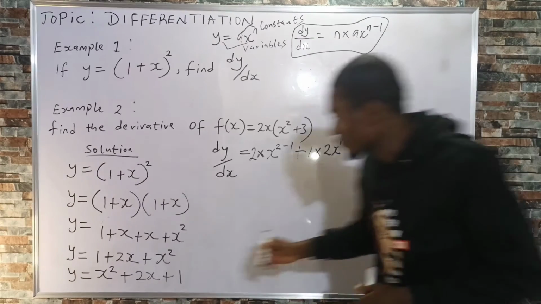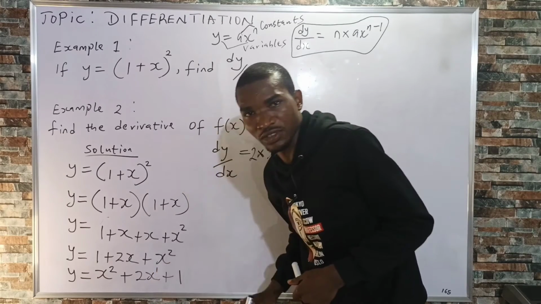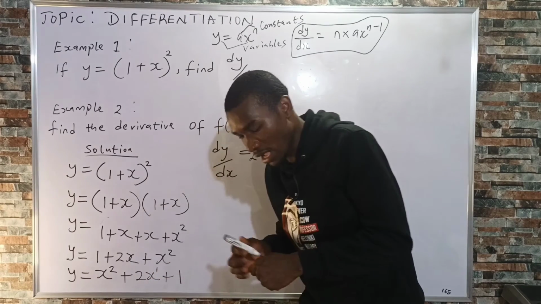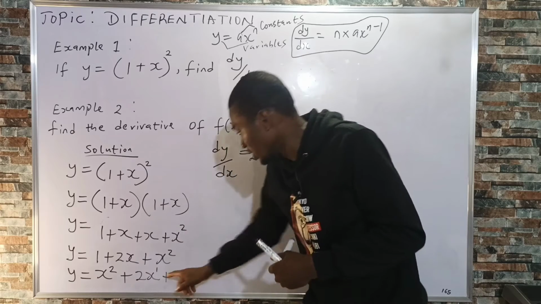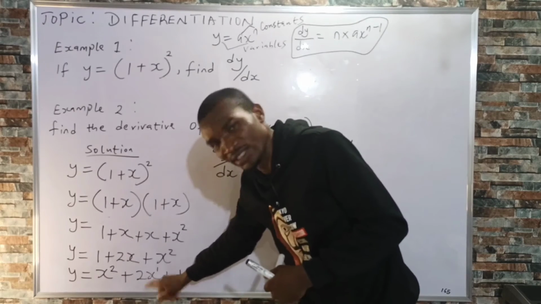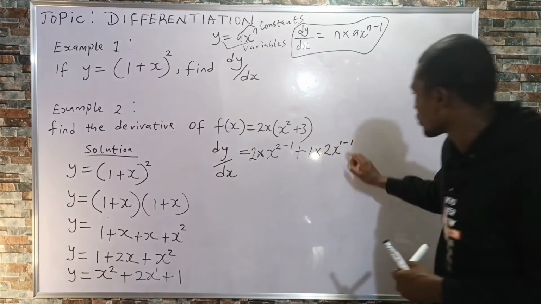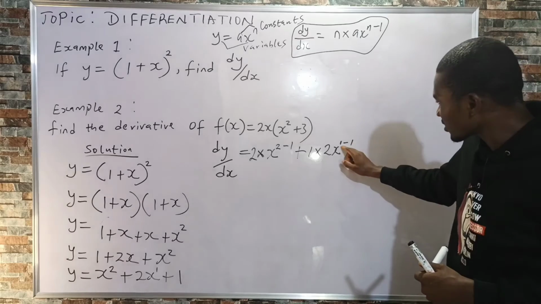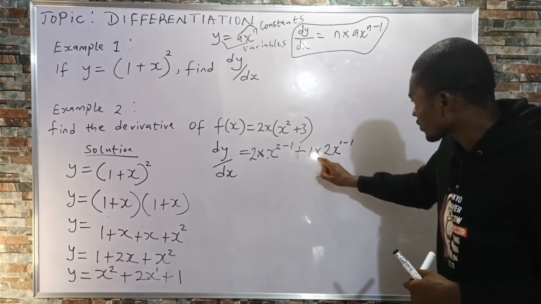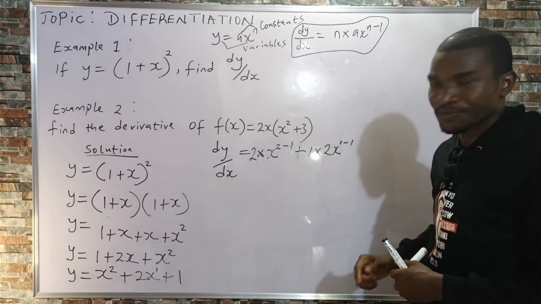Don't forget that every natural variable has an invisible 1 attached to it. Once a variable does not have any power it is raised to, it has an invisible 1, because x raised to the power of 1 is still x, okay? So there is an invisible 1 here, such that we subtract 1 from that invisible 1, then we multiply the term with the original power of 1.